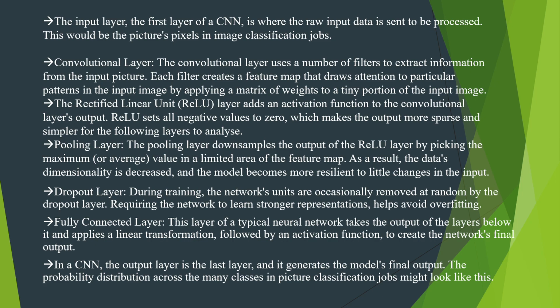Fully connected layers take the output of the previous layer. Output comes from these fully connected layers as a linear transformation followed by an activation function. The most commonly used activation function in fully connected layers is softmax, to create the network's final output. In a CNN, the output layer is the last layer, which generates the model's final output, and in picture classification jobs it gives a probability distribution across the many classes.